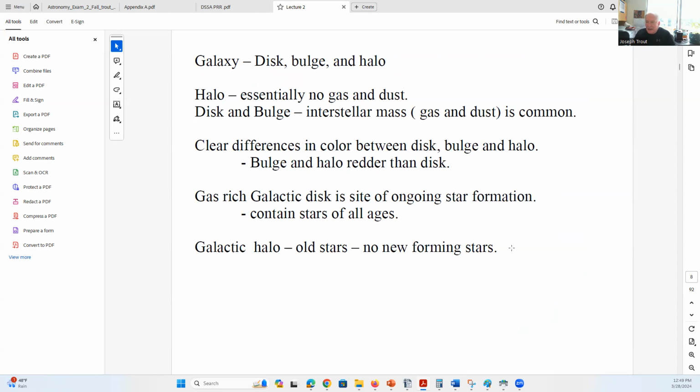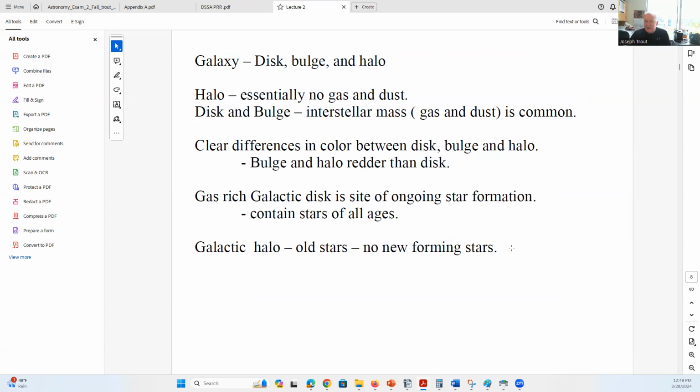When we talk about the galaxy, we usually talk about the disk, the bulge, and the halo. In the halo, there's essentially no gas or dust. In the disk and the bulge, there's interstellar material, gas and dust, and this can be used to create new stars. There's also a clear difference in color between the disk, bulge, and halo. The bulge and the halo are redder than the disk.